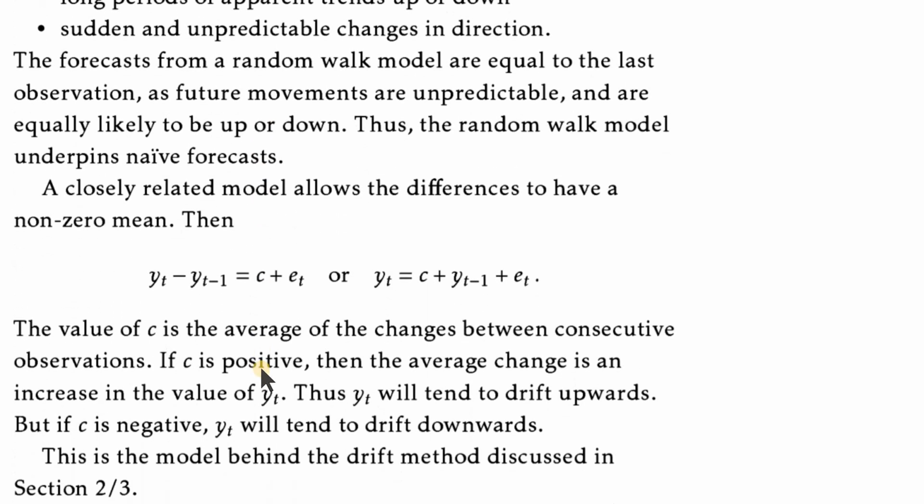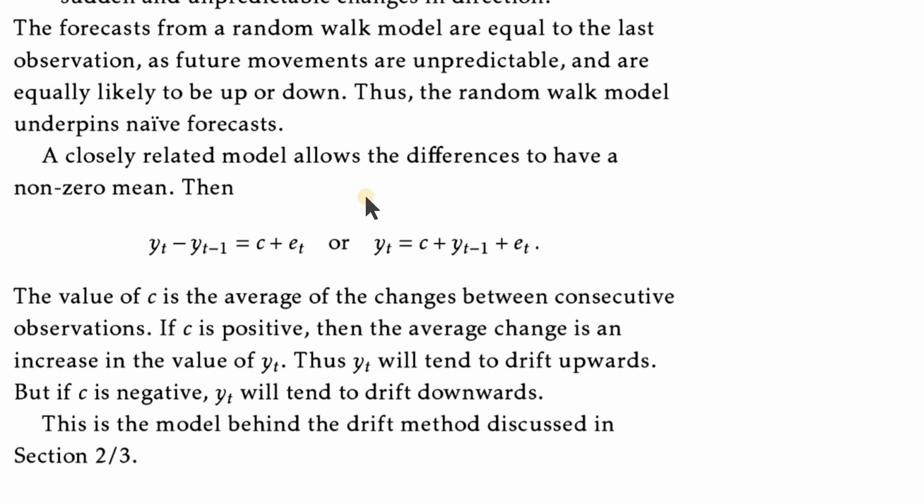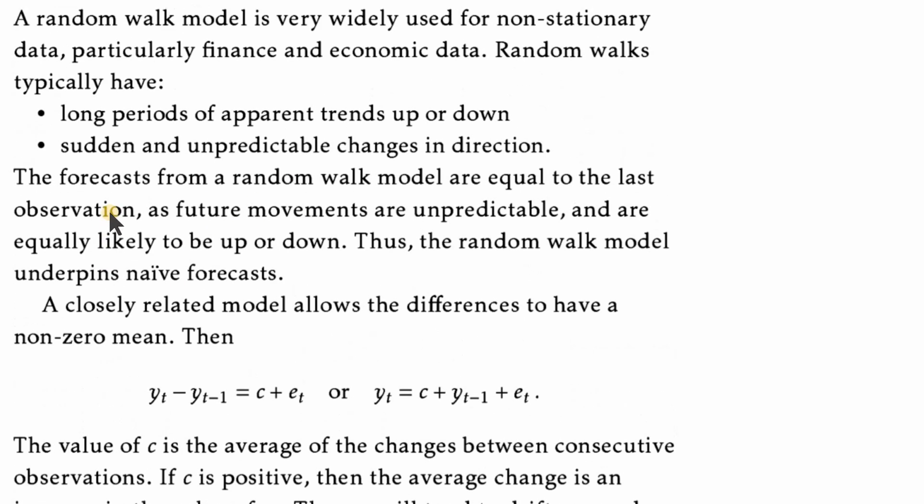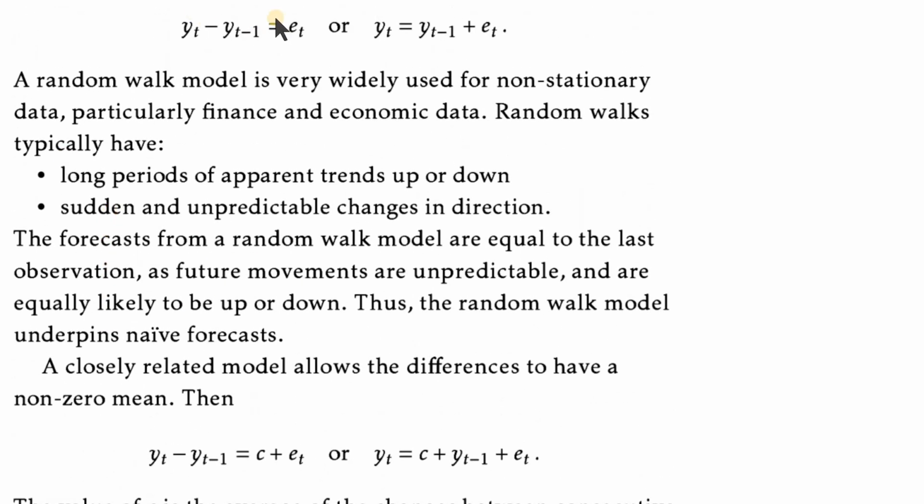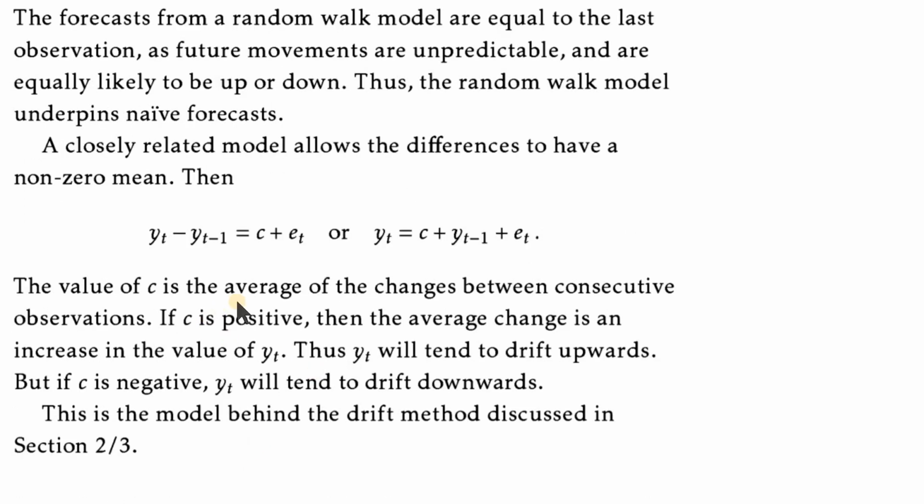There is another model whereby the difference has a non-zero mean. If it is naive, Et is the white noise. If not, the mean is non-zero, so we have a constant here that represents the average of the changes between consecutive observations. This model we call the drift model.